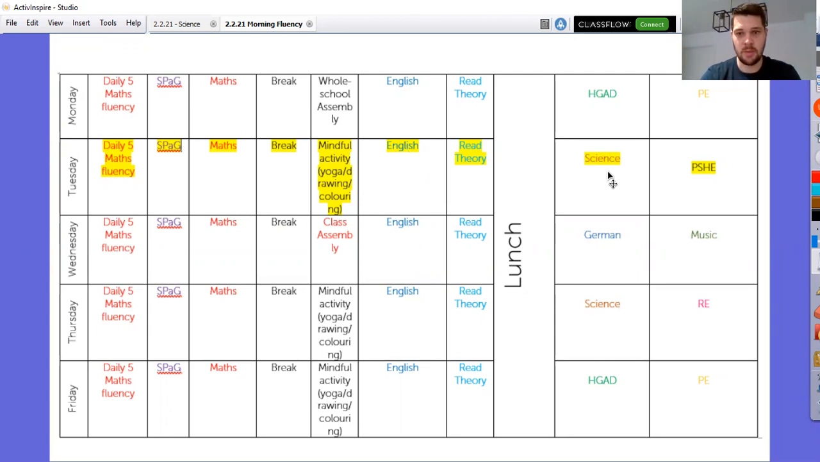Today, because you're going to be building your own bridge or tower on Thursday, and you have PSHE with Miss Skembry.